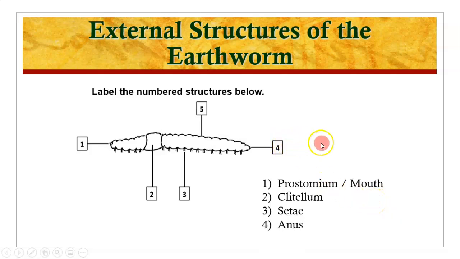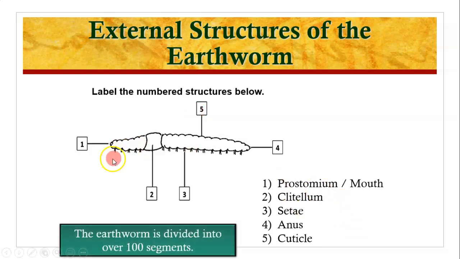4 is the anus, and remember, none of the animals we've studied have had this, except for the nematodes. The sponges, the cnidarians, and the platyhelminthes all had only one opening in and out of the body, and so this is a feature that is a developmental advantage over the previous groups. And then we also have the cuticle. We're going to be talking about all 5 of these things.